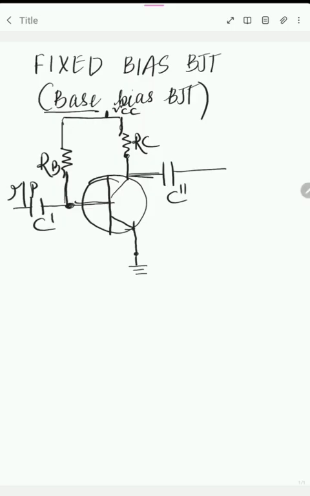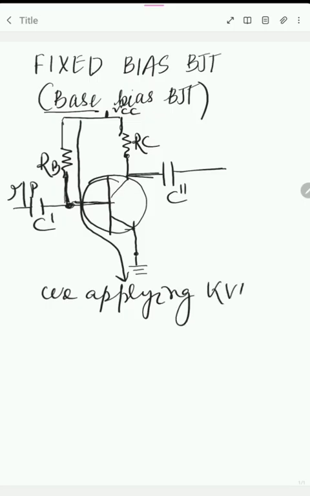This is the input side, and this is the output side. First of all, we apply Kirchhoff's voltage law, KVL, on the input side. This loop is the input loop.